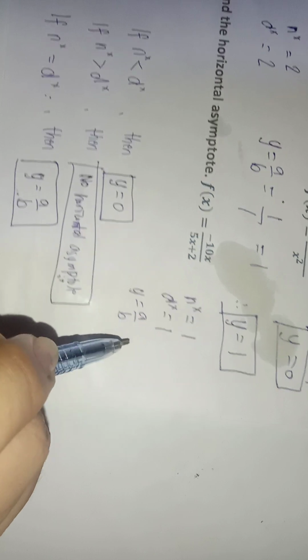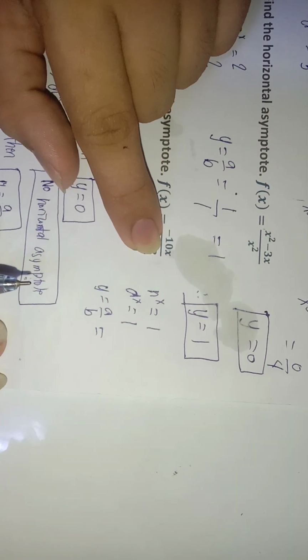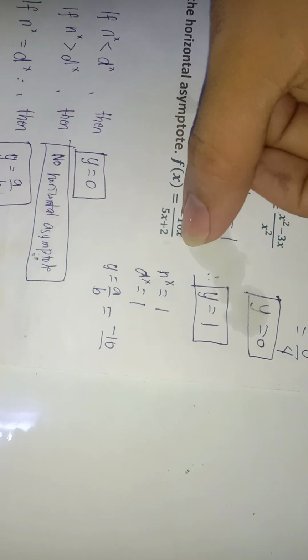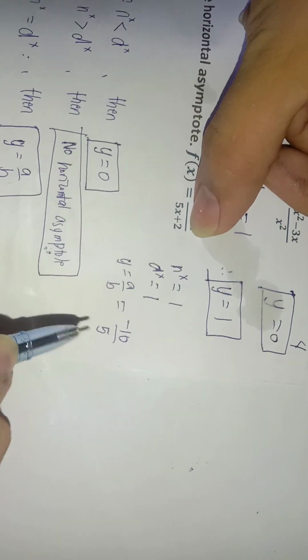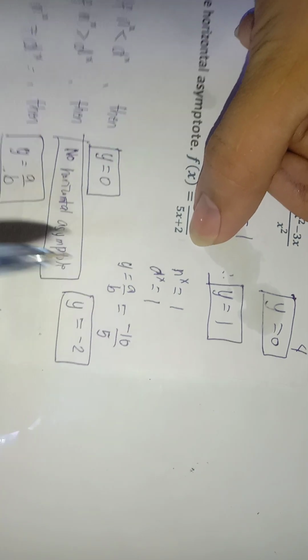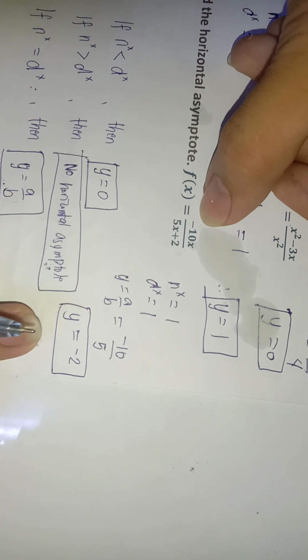Y is equal to A over B. Alamin natin yung A. What is the leading coefficient of your numerator? Negative 10. And what is the leading coefficient of your denominator? 5. Then simplify, we get negative 2. And this is the horizontal asymptote of your function.